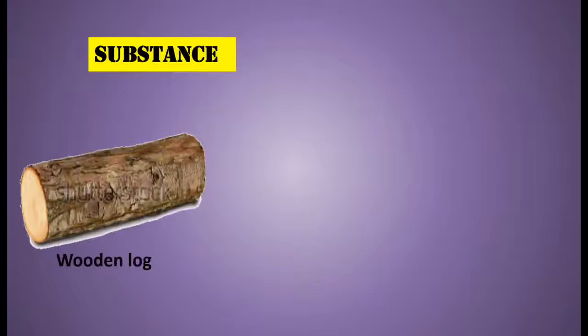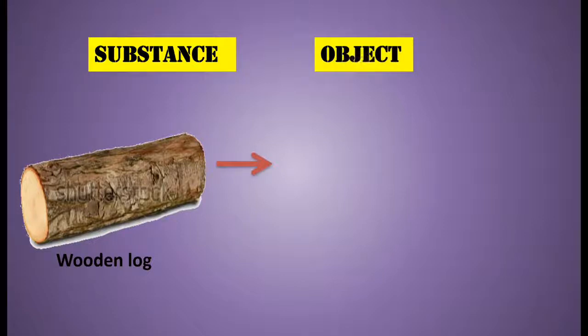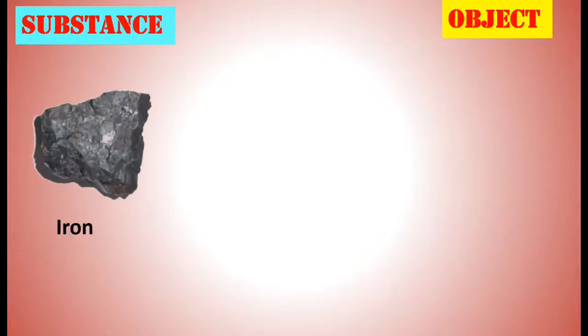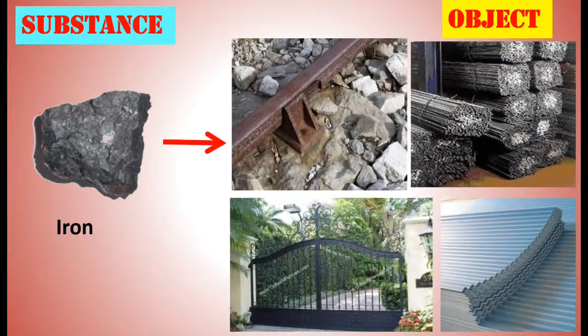Now if I talk about substance, I said that objects are made from substances. So if I have a wooden log, which objects can be made from it? We could have a door, a table or a chair. So objects are created from substances. And there are a few more examples, like iron. What objects will be made from iron? We will have railway tracks and steel rods.